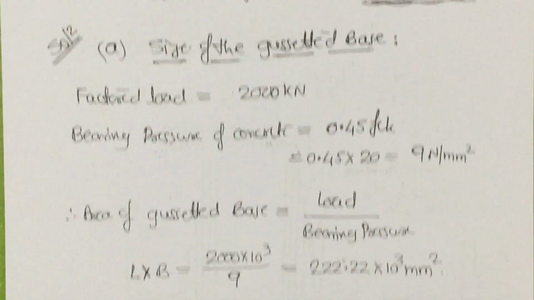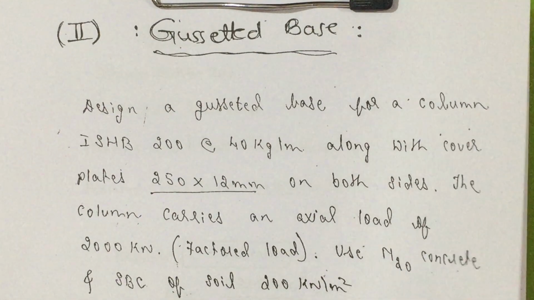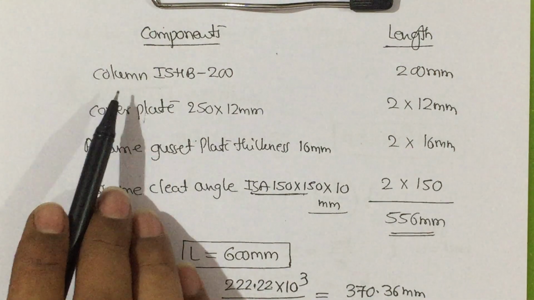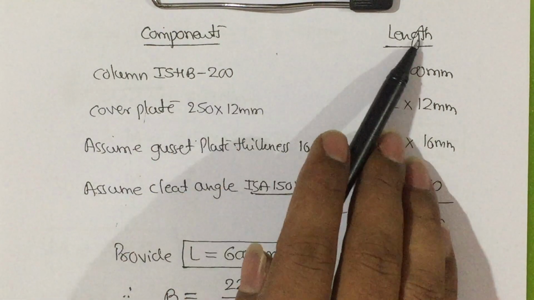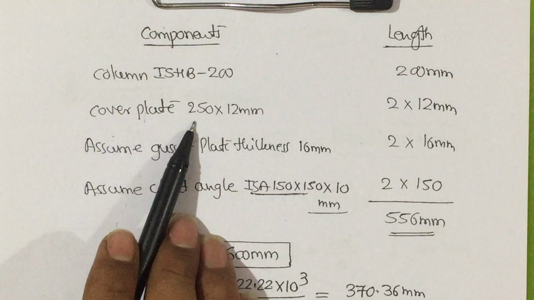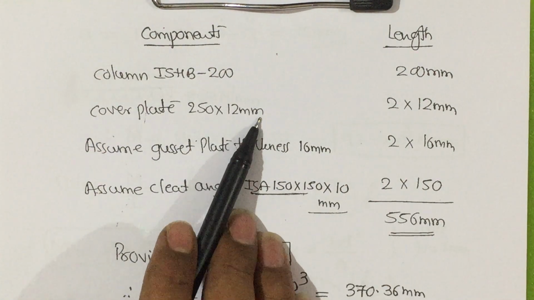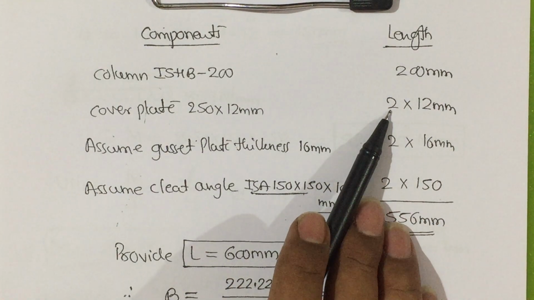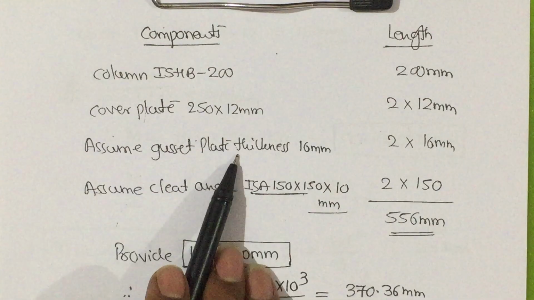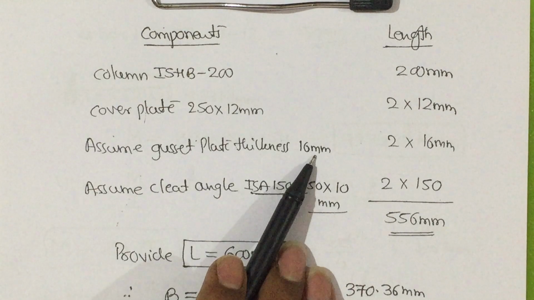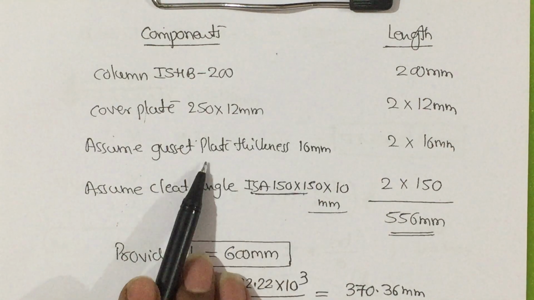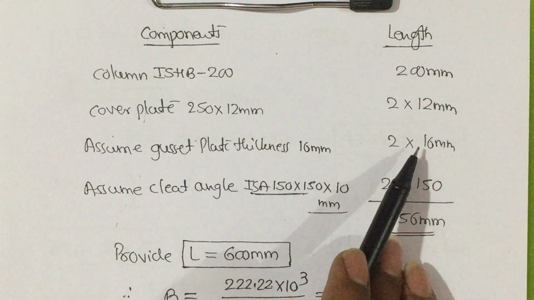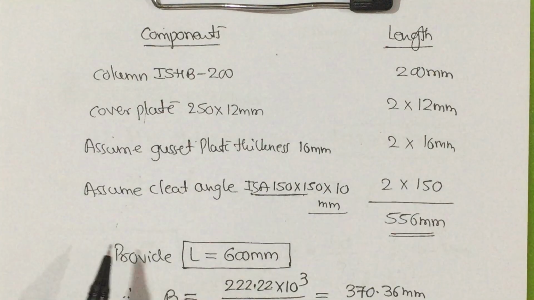Area we can write as L into B. Now, here the components are column ISHB 200, therefore, length is 200 mm, cover plate 250 by 12 mm. So, the thickness will become 12 mm, since we are going to provide on both the sides, multiply it by 2. Then assume gusset plate thickness of 16 mm. We are designing the gusset plate now, so we do not know initially the thickness. Assume the gusset plate thickness is 16 mm. We are going to provide 2 gusset plates, so 2 into 16 mm.